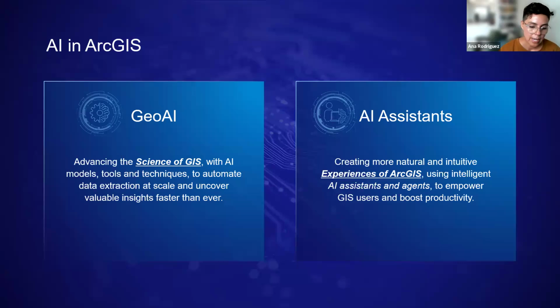So taking a look at these two categories, GeoAI advances the science of GIS using AI tools and models to extract information from your data. And then the AI assistance, so enhancing that user experience of ArcGIS, using these agents, using these assistants that use natural language processing, right? And we're just using that as a way for people to start interacting more with these tools that they might not be aware of.